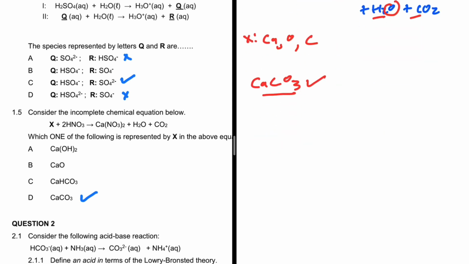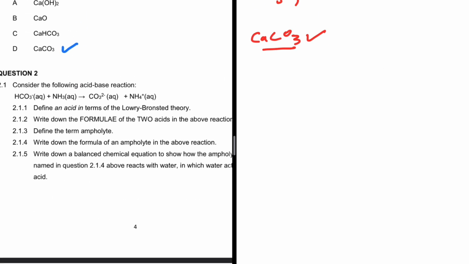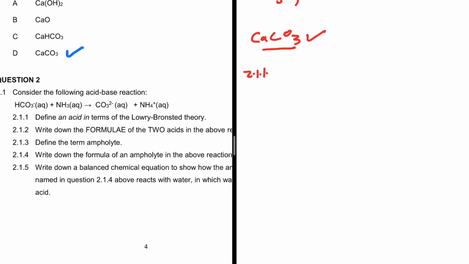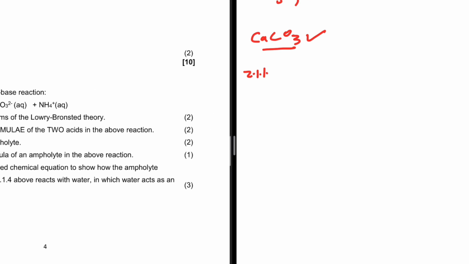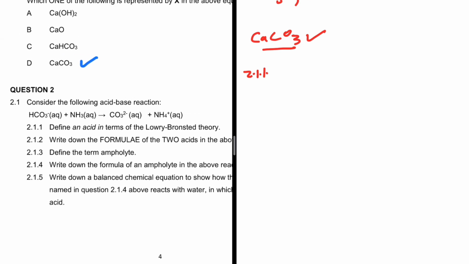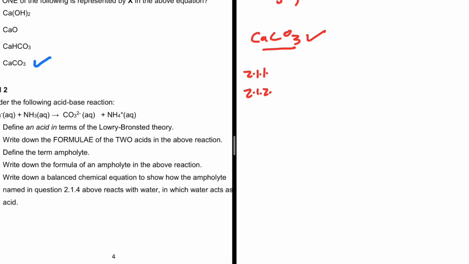Let's do question 2. Consider the following acid-base reaction. 2.1.1, define an acid in terms of the Lowry-Bronsted theory. The Lowry-Bronsted theory is the easy one. So an acid is a proton donor, right? Proton donor, and then we have 2 marks, 1 mark for 1 word. Okay, that is 2.1.1. Then 2.1.2, write down the formula of the 2 acids in the above reaction.